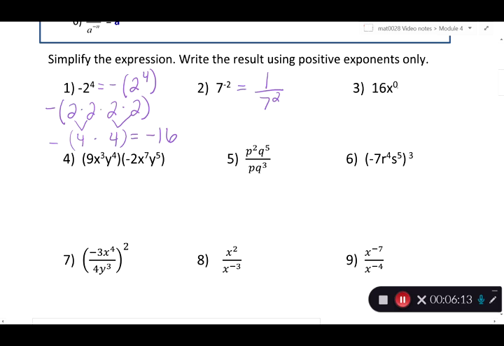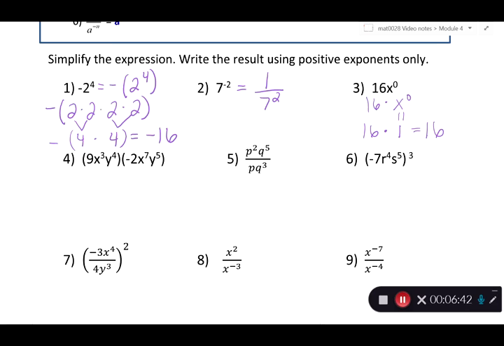16x to the 0. This is a common one that gets missed. What this says is 16 times x to the 0. Now, x to the 0, anything to the 0 power is equal to 1, times the 16 I already have. This 0 power is not a part of the 16. These are two separate pieces. 16 times 1 would give me just 16.